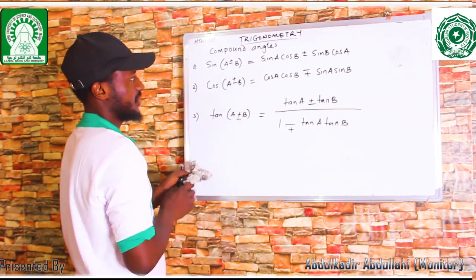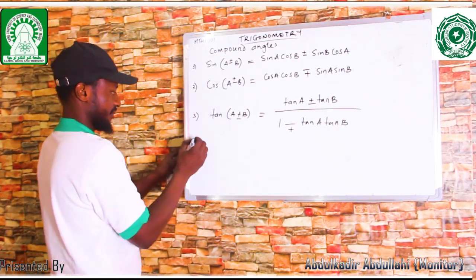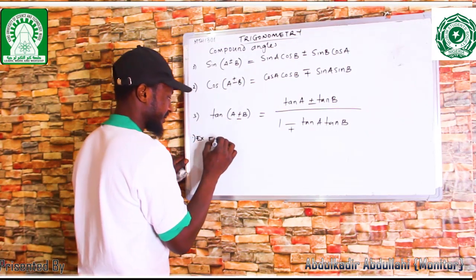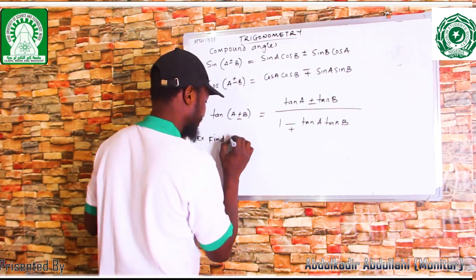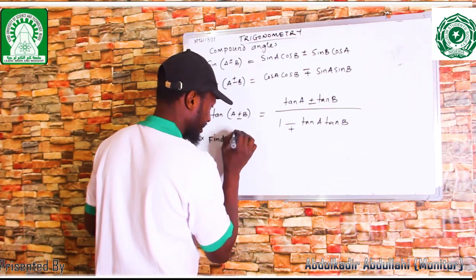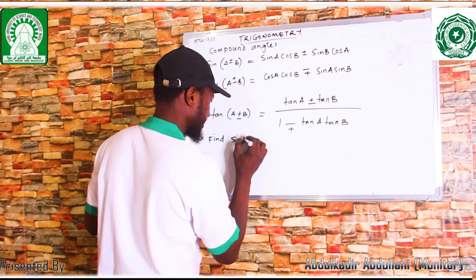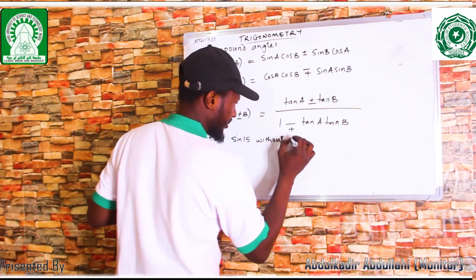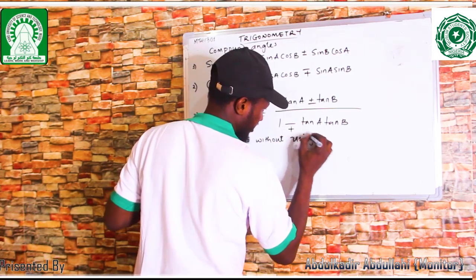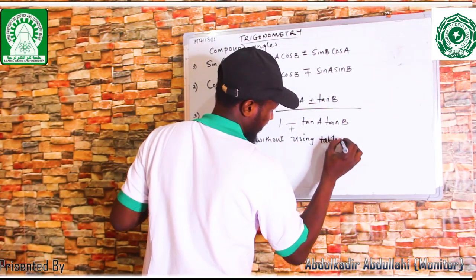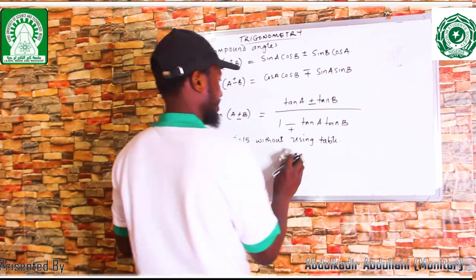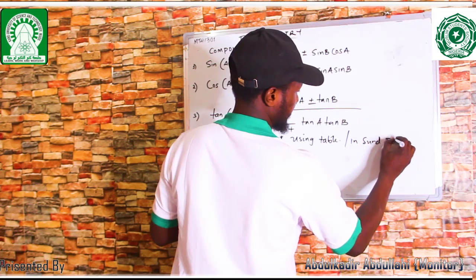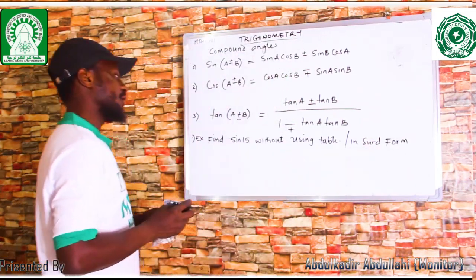1, 2, 3, 4, 5, 6. Let's see an example. For instance, I may ask to find the value of, let's say, sine 15 without using table or in surd form.